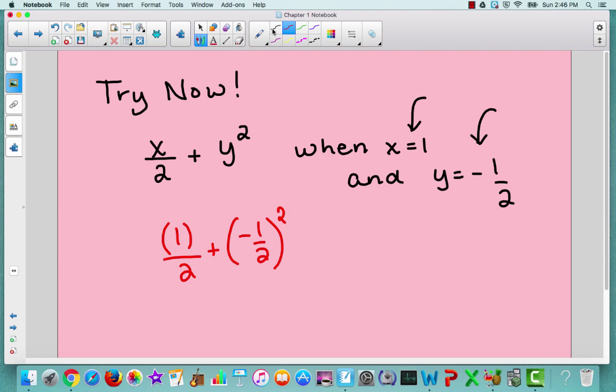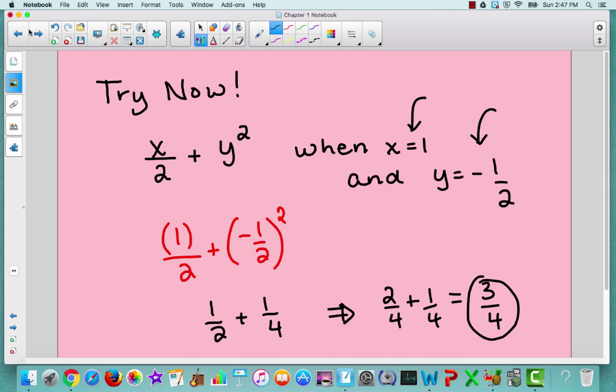All right, so why is that important to me? Well, because I see, again, a negative being squared, but if the parentheses weren't there, you might not square it. You might think it's still negative. So I've got 1/2 plus negative 1/2 squared, which is 1/4. So I get a common denominator, which gives me 2/4 plus 1/4, which is 3/4.